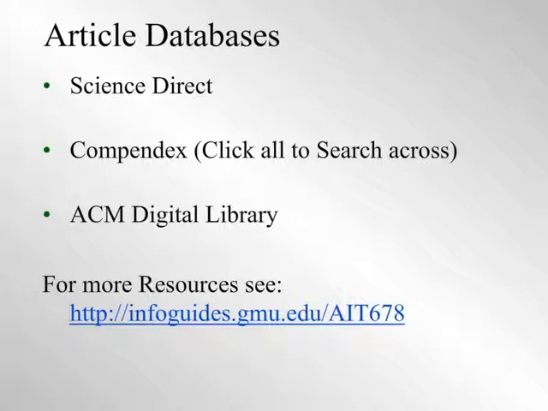To find current information for the national security challenge you have identified, it's important to search in article databases. Article databases search across a huge collection of journals all at once. Depending on your topic, many databases may be appropriate. For a full list of the resources suggested for this course and links to these databases, visit the AIT 678 Library Guide online at infoguides.gmu.edu/AIT678.